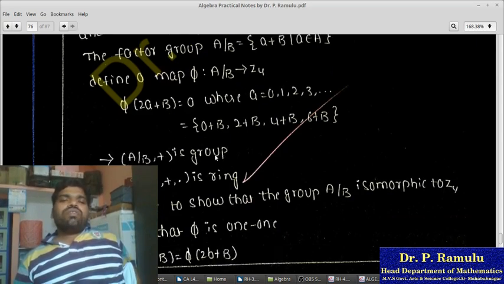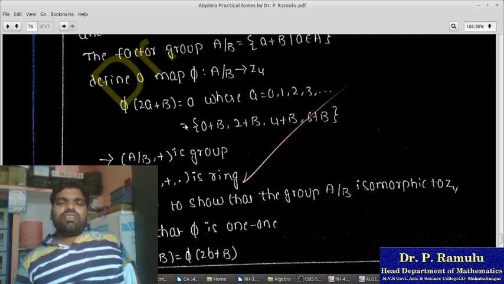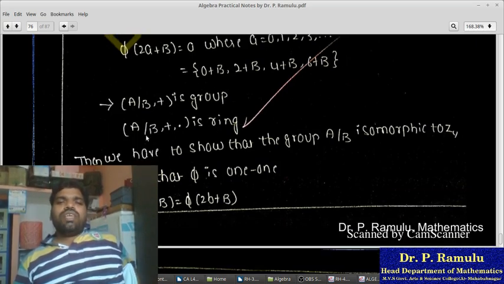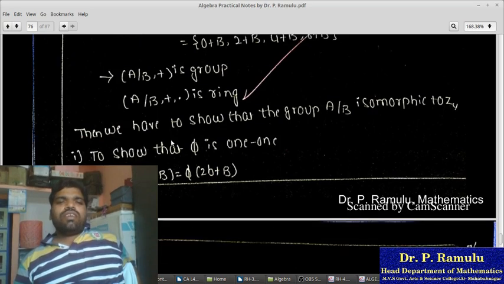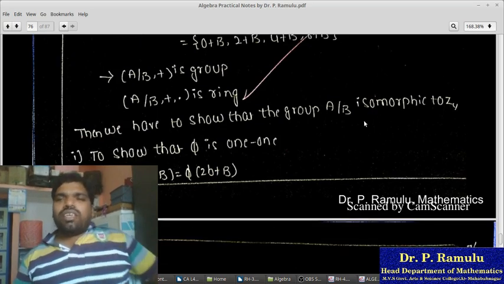A/B takes only these elements. Therefore, (A/B, +) is a group, and A/B is a ring. You can easily verify that (A/B, +, ·) is a ring. Then show that the group A/B is isomorphic to Z4.